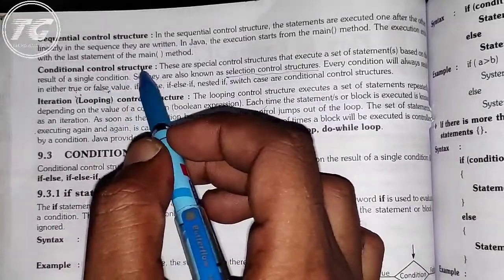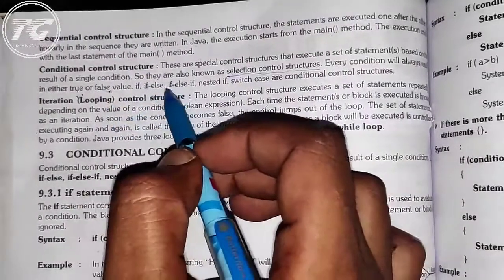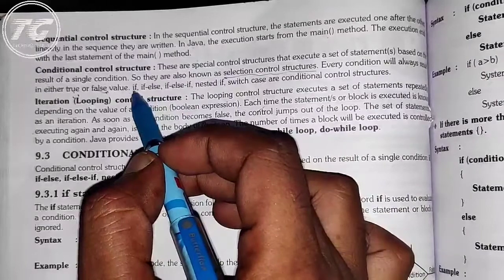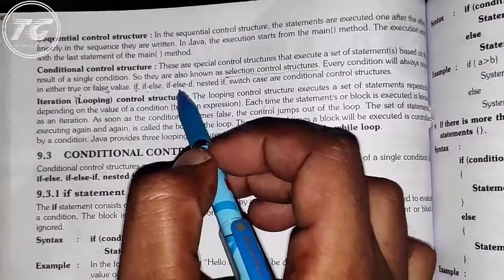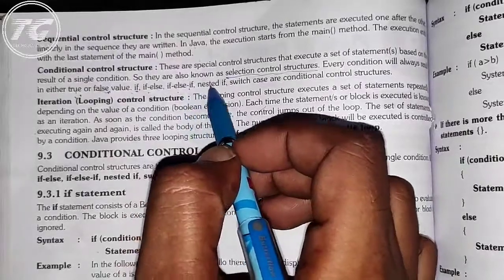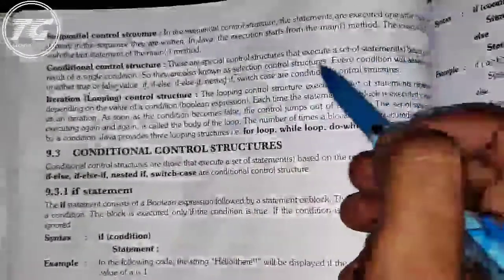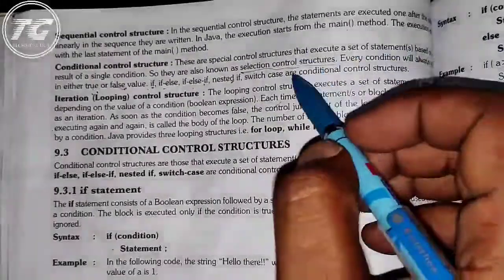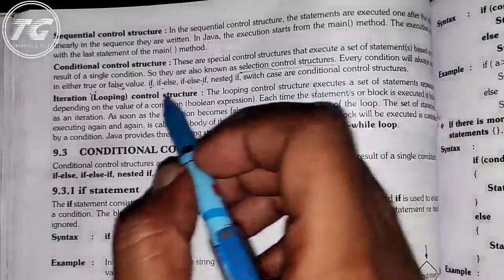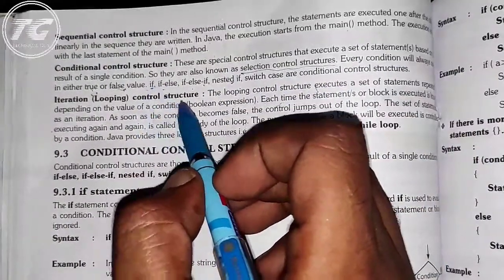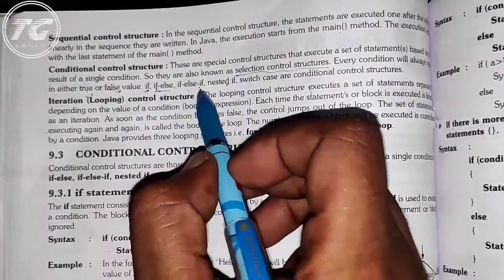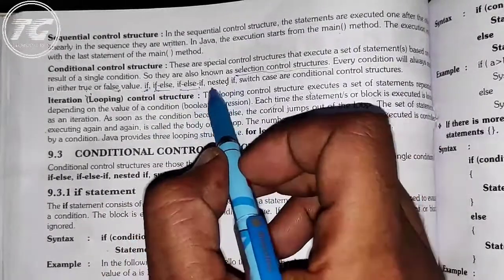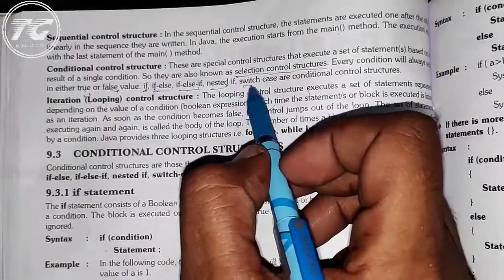Under the conditional control structure, we have simple if, if else statement, if else if, then we have the nested if and switch statement. All these we will discuss in this chapter. We will discuss if else if, nested if and switch statement.